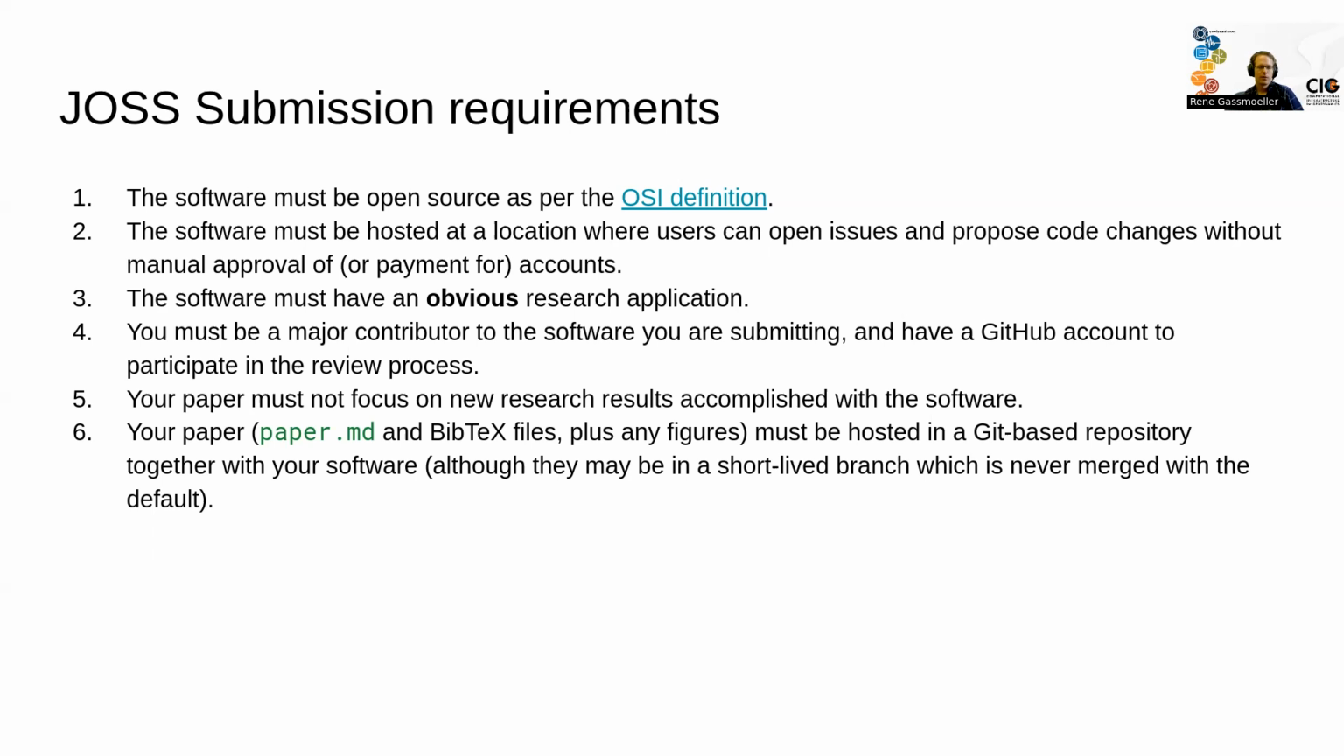And then finally, your paper and the references need to go into the same Git repository that you use for your software, although they don't necessarily have to be in the same branch as the main software. You can create a new branch that only exists for the paper. This is just so that the submission process for JOSS is easier if it's in the same repository. The review process is easier. And maybe you want to merge that branch anyway and have the paper in your same repository.